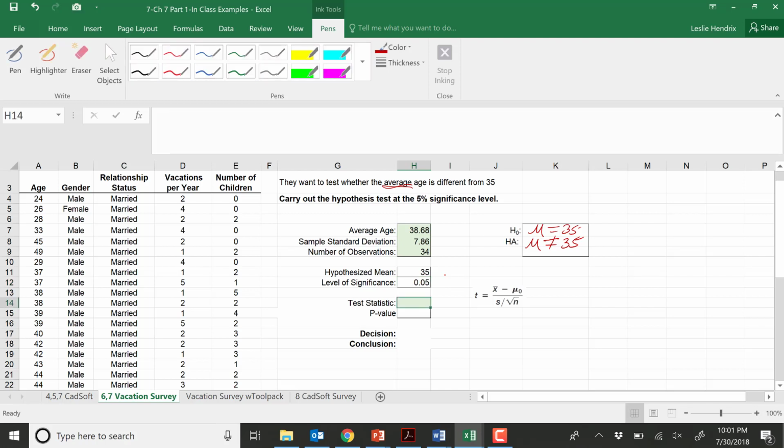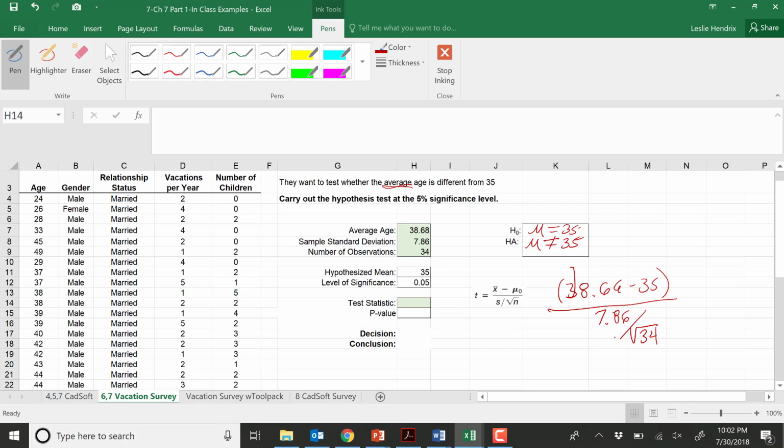And now we have to calculate our test statistic. So what goes into our test statistic? Well, it's x bar minus mu naught divided by s over the square root of n. So we're going to have to enter this in. X bar is sitting up there in the average age box, minus the null hypothesized belief of the mean, which is 35, divided by s, which is 7.86, over the square root of n, which is the square root of 34.